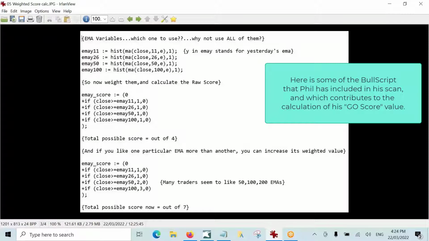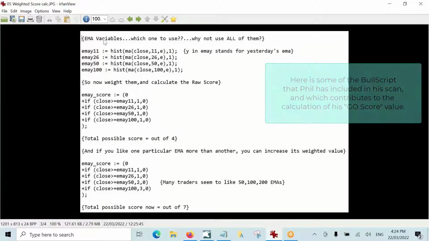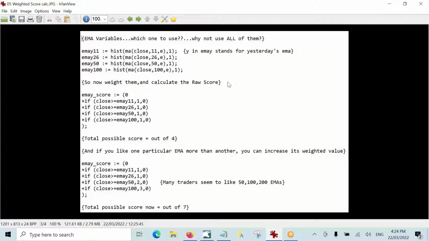This is how you create a weighted score using BullScript. So the instance I'm looking at is the EMA variables, the ones in fact that I use in the GoScore, the 11, 26, 50 and 100. So when I'm using EMAs, I think, which one's the best one? Is it 26, is it 50, is it 11? So I thought, why not use all of them? And that's what you can do with a weighted score.